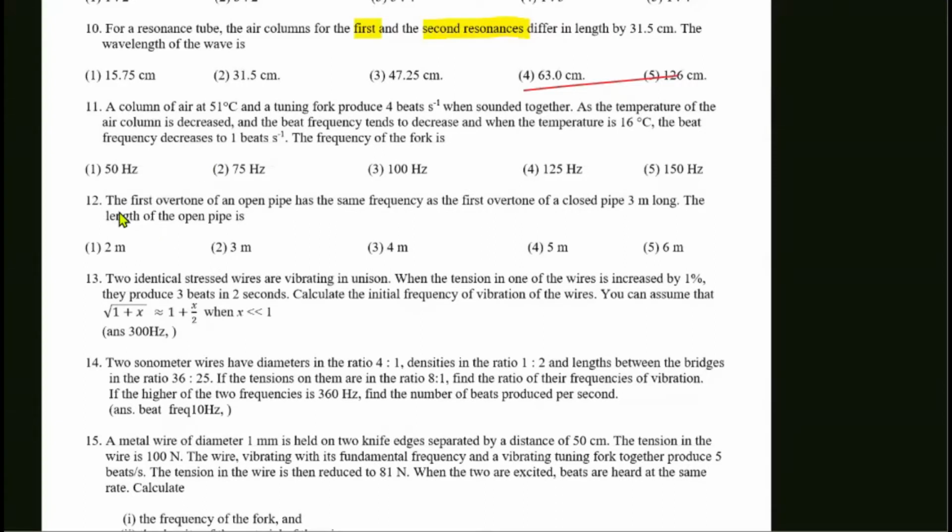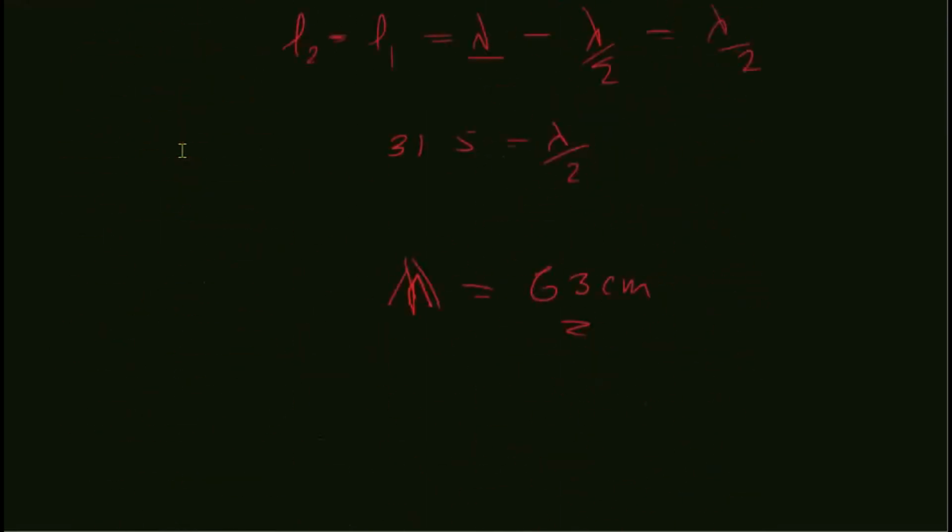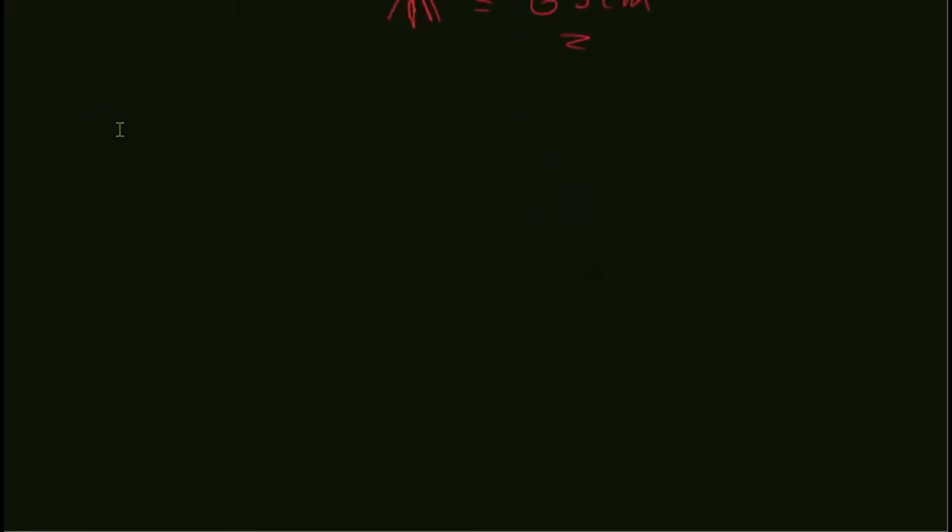So let's go for the 12th question. The 11th question is a beats problem, so I will not do that. Let us go for the 12th one. It says the first overtone of an open organ pipe has the same frequency as the first overtone of a closed pipe 3 meters long. The length of the open pipe is what they are asking.